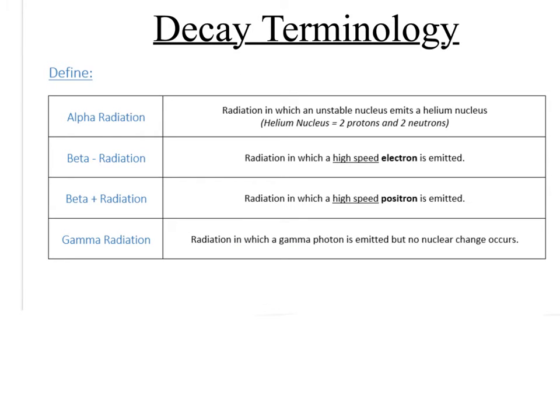So let's move on to look at different decays. Now, decays occur in nature because they're trying to make something that's unstable become more stable. So the 4 different types of decay that we're going to look at are these ones. So we've got alpha radiation, we've got beta minus, beta plus, and gamma.